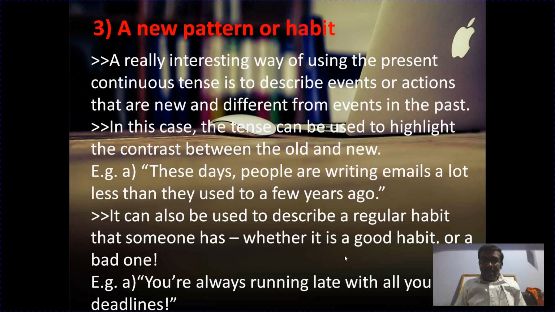Okay, so in this case, the tense can be used to highlight the contrast between the old and new. Contrast means what? Improvement. Okay, so we are using some software, the existing software. See the Windows OS, and compare the Windows OS in the 80s and 90s with now, 2020. So what is the condition of Microsoft Office? Everything is new, right? So new and advanced things can be explained with the help of the present continuous form. These days, people are writing emails a lot less than they used to a few years ago.